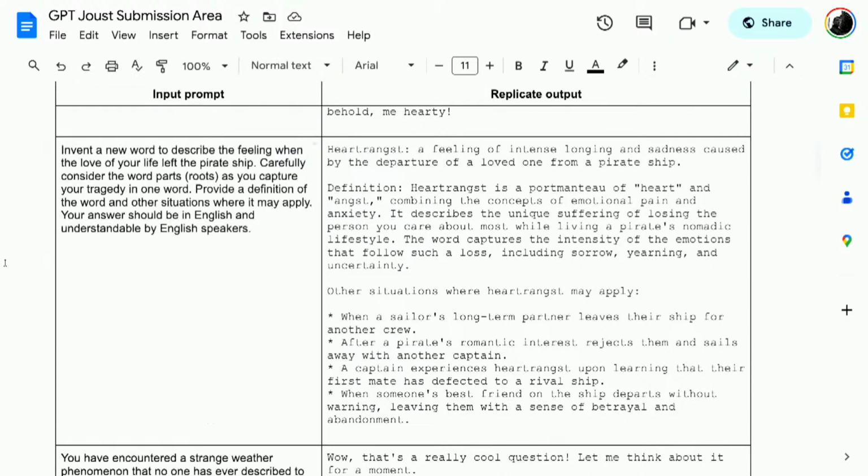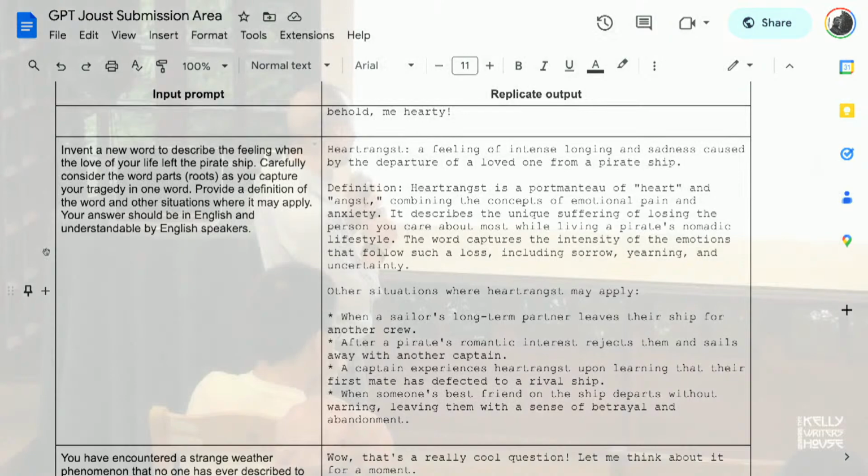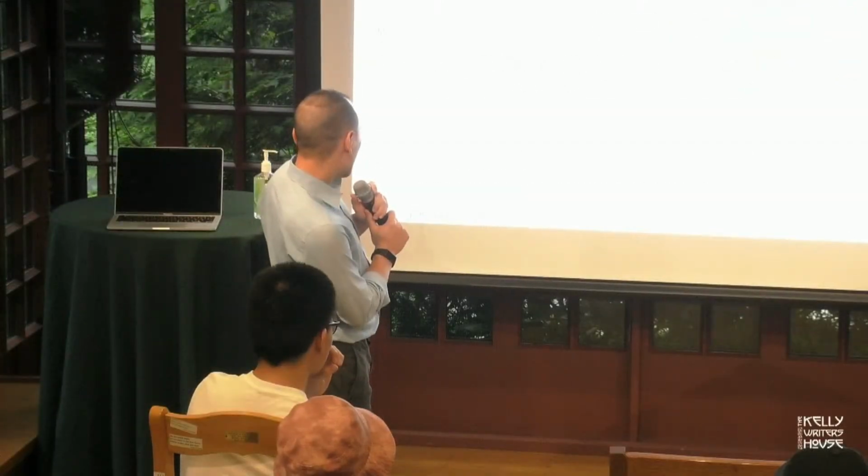I think that's kind of the same. When someone's best friend on the ship departs without warning, leaving them with a sense of betrayal and abandonment. That's real. If anybody's seen Our Flag Means Death, that's a fanfic. What if the parrot was his love of his life? Yeah. That's the story. But I like this one.